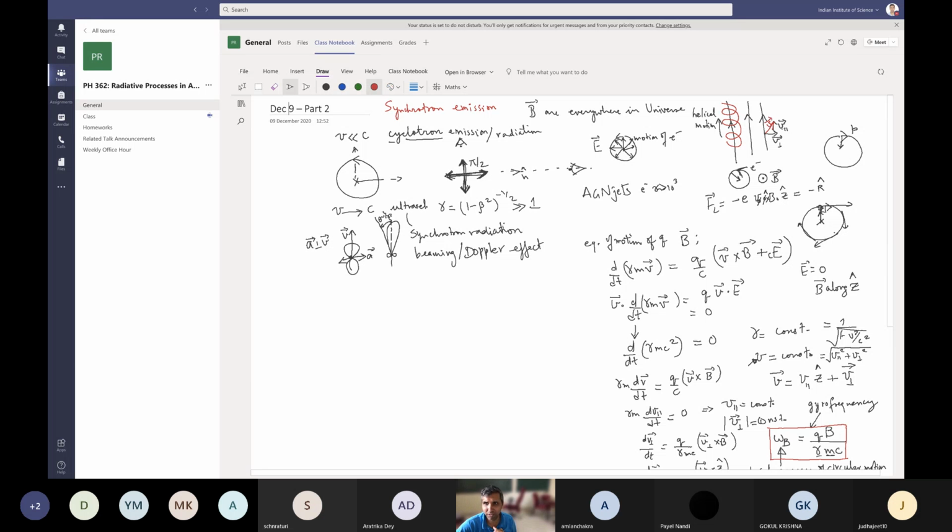See, V parallel is a constant vector, but V perp changes direction. So this velocity vector will sort of trace a circle like this, right? It will precess as the particle goes around its circular orbit, but this angle will stay the same. This angle will stay the same, and that angle is called alpha, which is called the pitch angle.